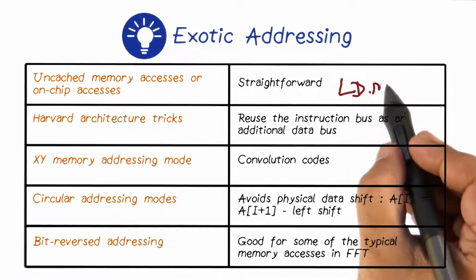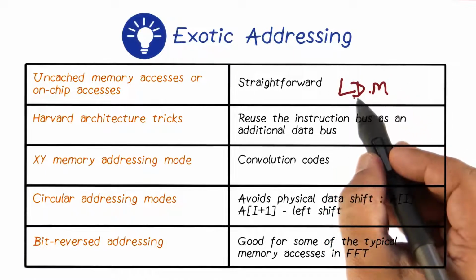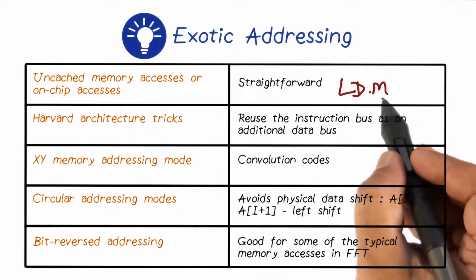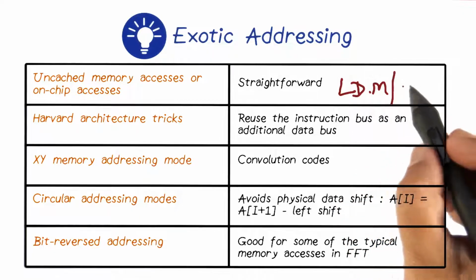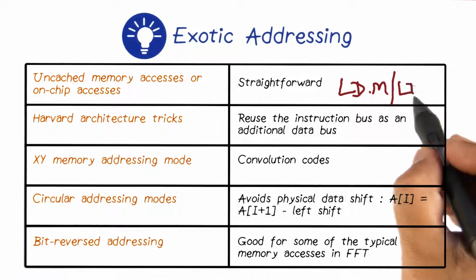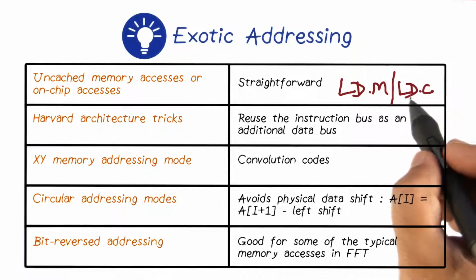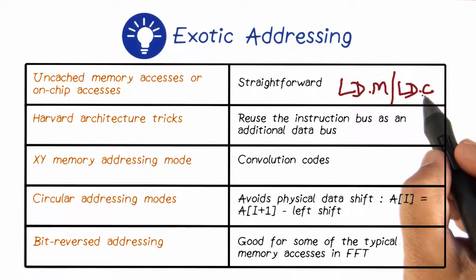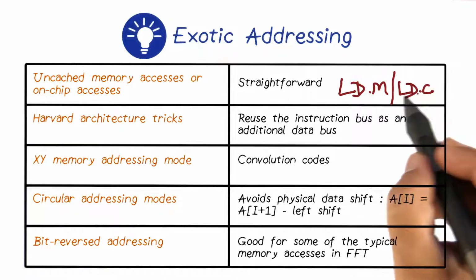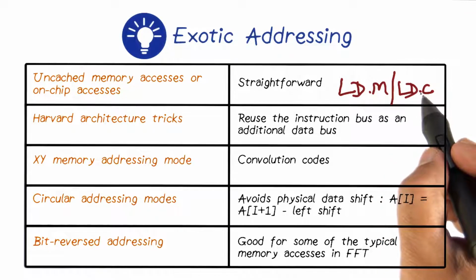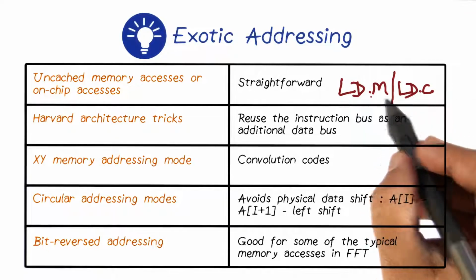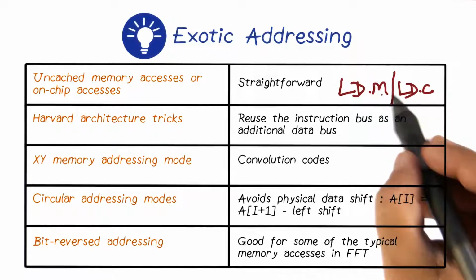For example, ld.m would tell that this load is always to be fetched from the main memory as against a cache. So you would be given two options, ld.m and ld.c. The ld.c would always try to fetch the data from the cache, and ld.m would always go to the main memory and get the uncached data. You will have exact control over latency and residency of the data through the use of these two instructions.